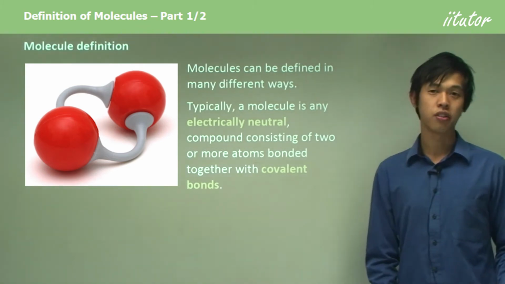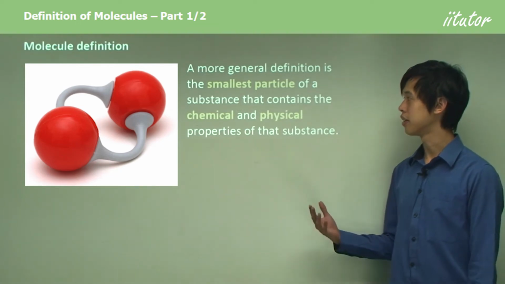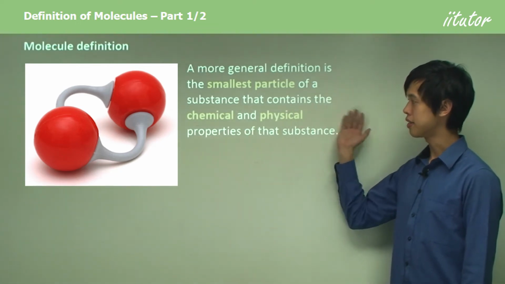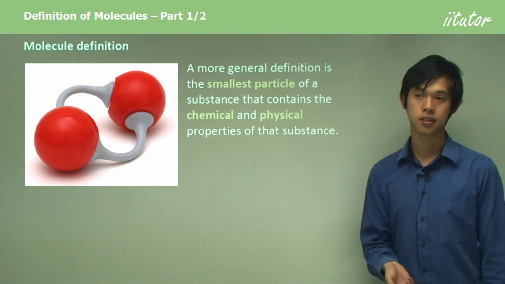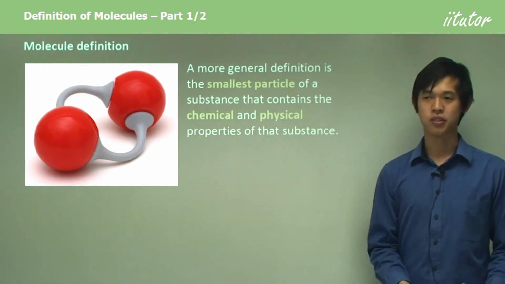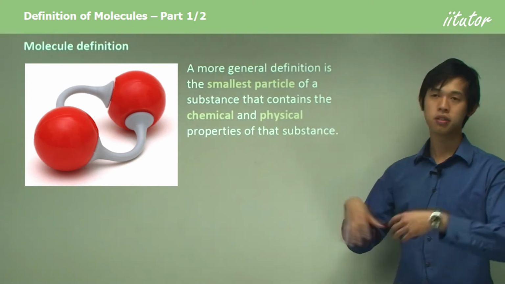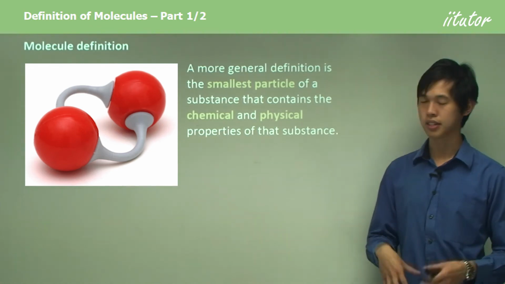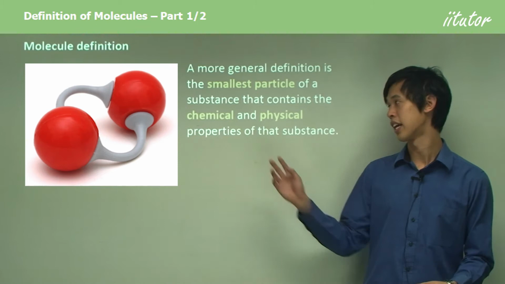We use a more general description of what a molecule is. So a molecule is the smallest particle of a substance that contains the chemical and physical properties of that substance. It sort of sounds like what an atom is, right? An atom is the smallest substance that can't be subdivided. But this includes all substances. So this includes any substance, the smallest particle of any substance that still retains all of the chemical and physical properties of that substance.